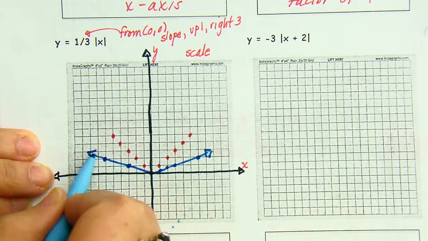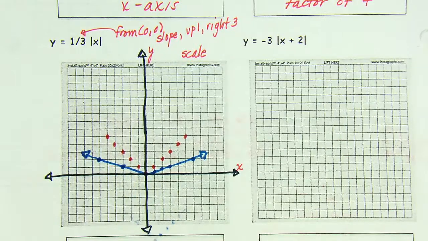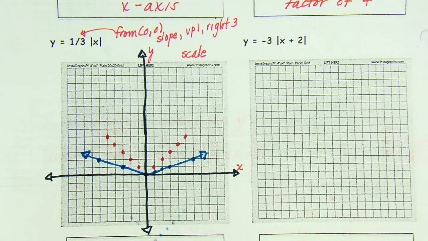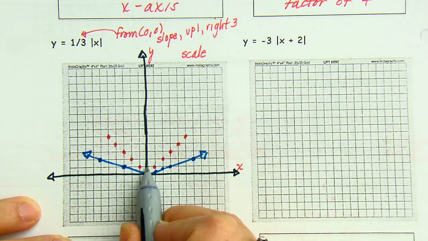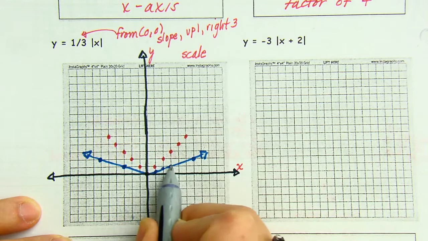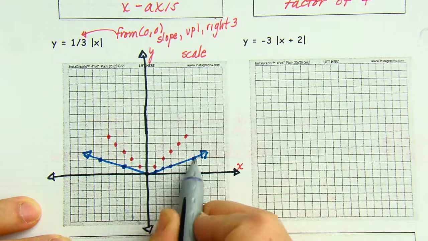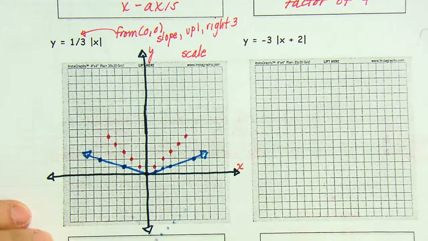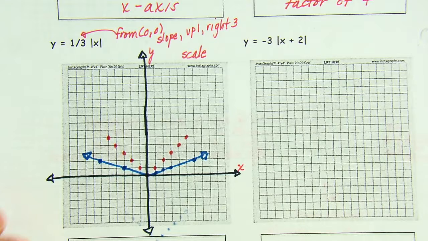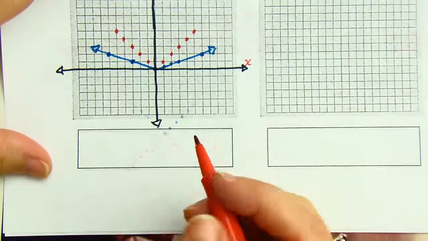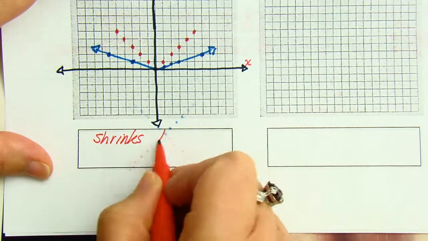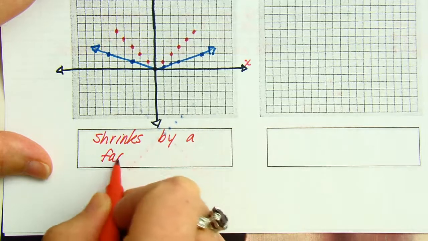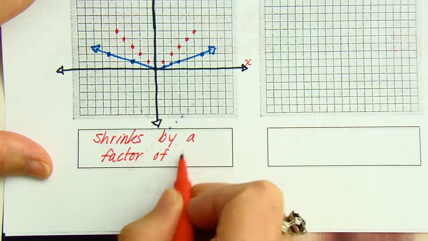And now I'm going to draw the ray that comes out on that side. Now let's check it for slope from 0, 0. If I would rise 1 and run to the right 1, 2, 3, there's that point. Rise 1, run 1, 2, 3, there's that point. What do we do here? Well, the graph shrinks by a factor of 1/3.